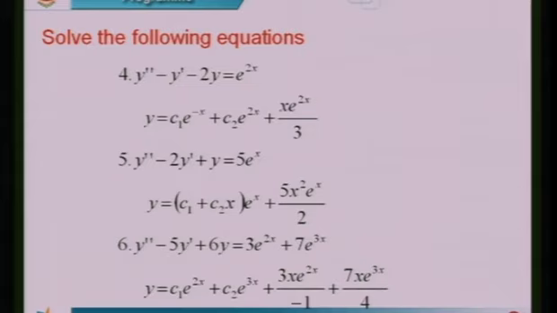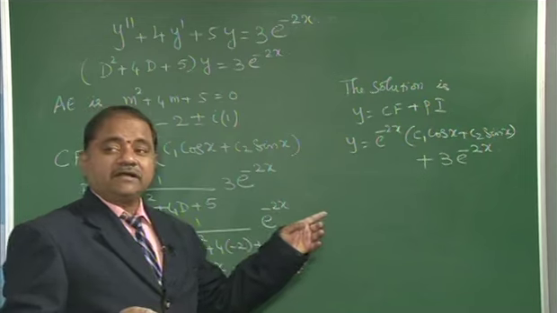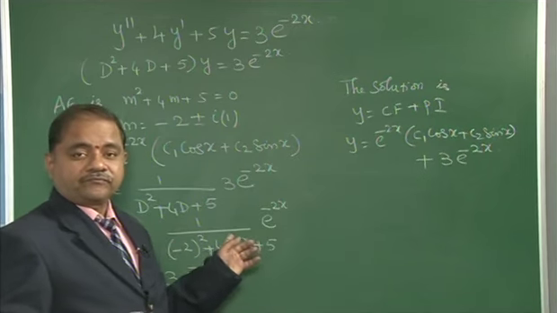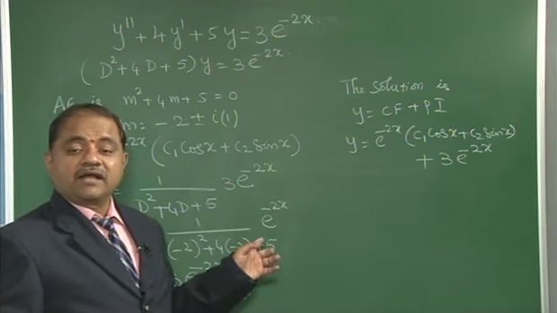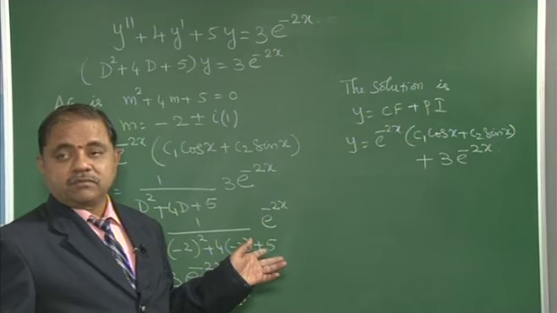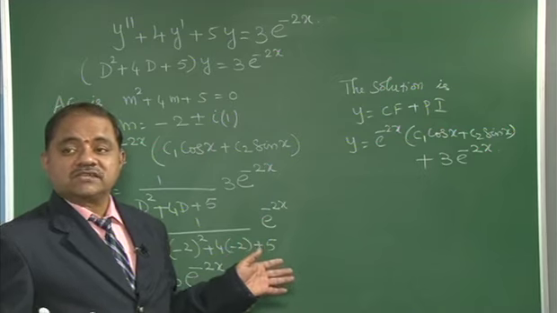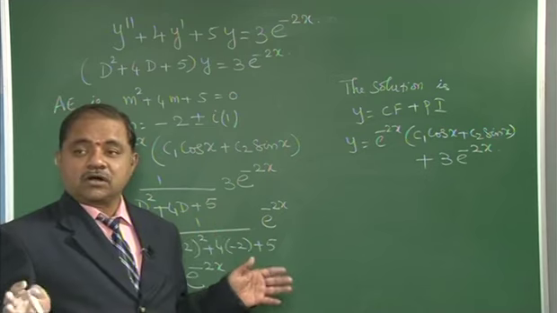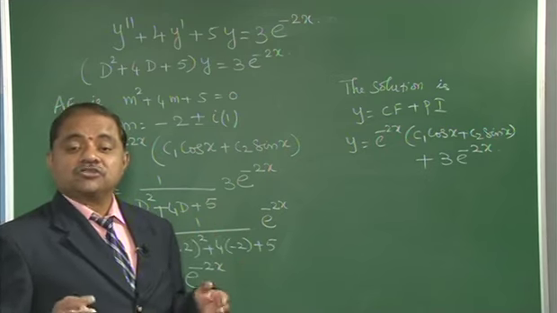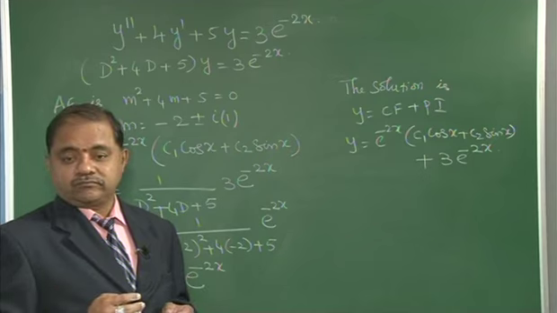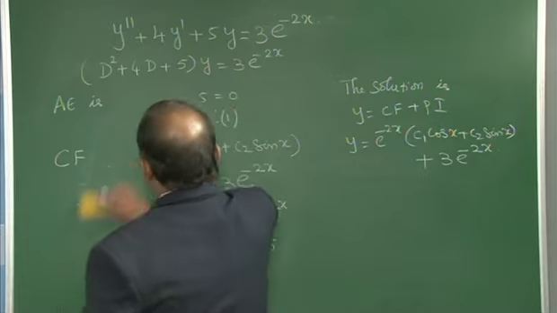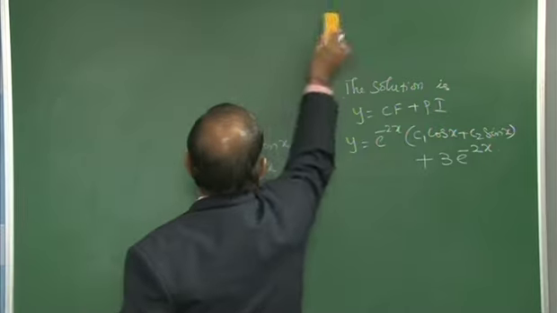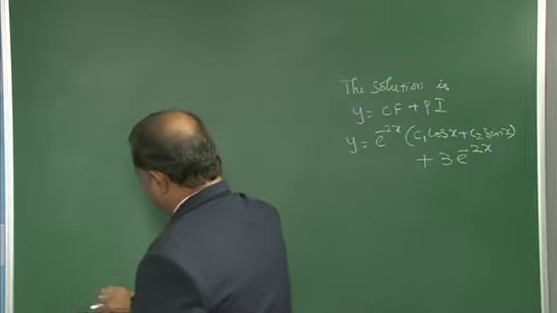Sometimes the denominator may become 0. That means if I substitute the a value in place of d, it may become 0. At that time, what do we have to do? Because 0 means it will become infinity, and infinity is not a solution. What should I do? That is called the particular cases of type 1 problems. This is the particular case.